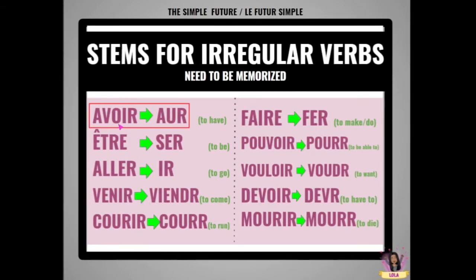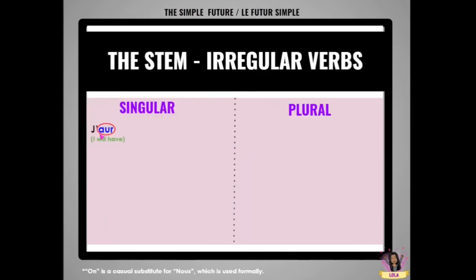So if we look at avoir, which changes to AUR, that's for the stem, it means to have. This is what it would look like. Because it starts with a vowel, it's not je, it's J apostrophe. So we have J apostrophe with our stem, and this is an irregular verb, so it's AUR. And then we add our ending, which we know for je or with J apostrophe is AI. So it's j'aurai, I will have.